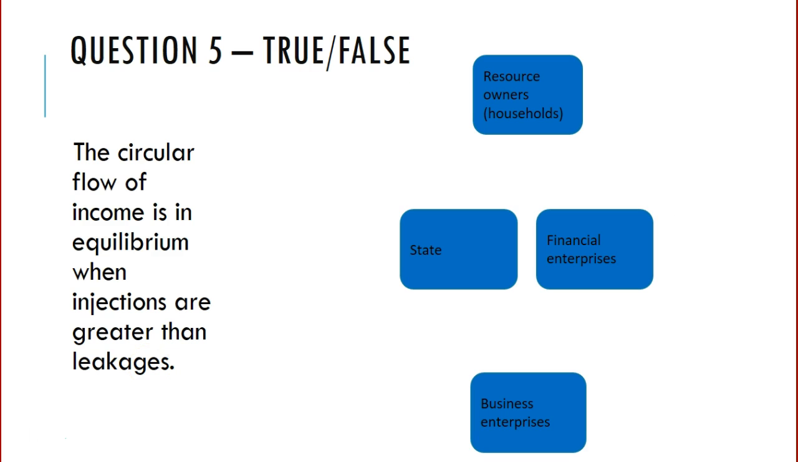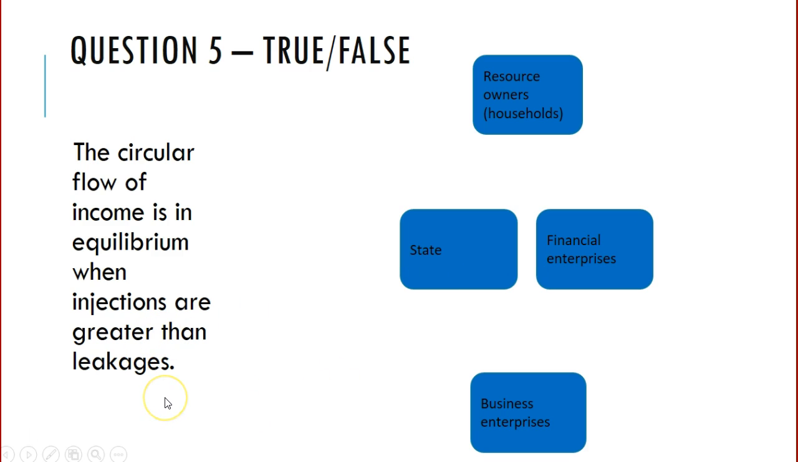Question 5, true-false question. The circular flow of income is in equilibrium when injections are greater than leakages. So before we get to the answer to this, let's remind ourselves of the circular flow of income. We've got businesses and households making up the core of the economy, and then we've got the state, which engages in taxation and government expenditure, and we've got financial enterprises, which hold the savings of households and lend money for investment purposes.